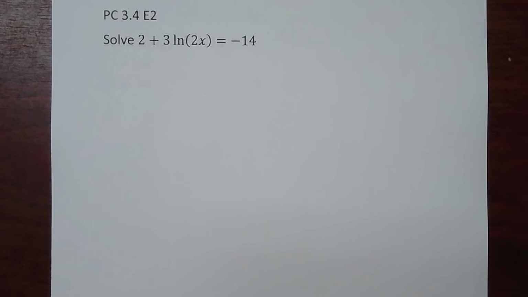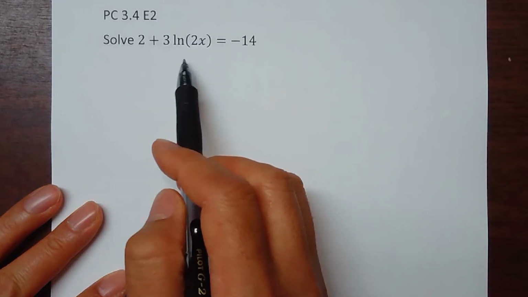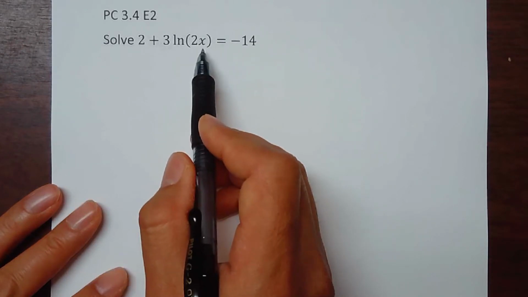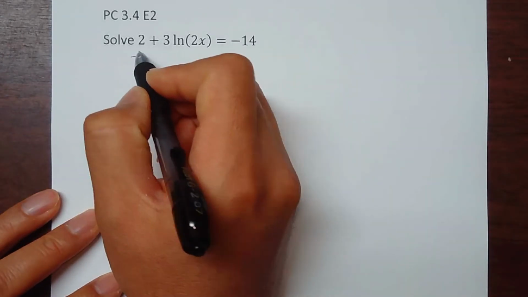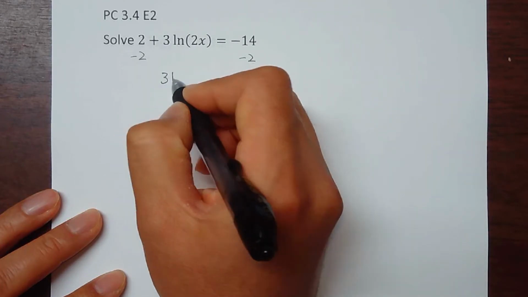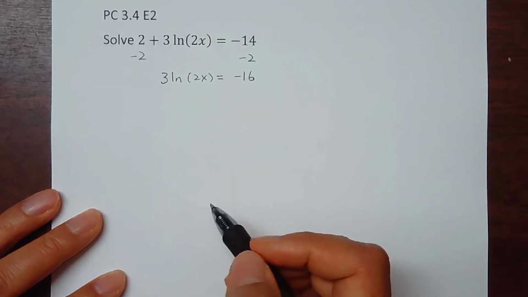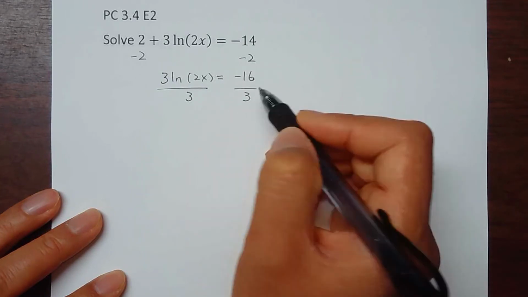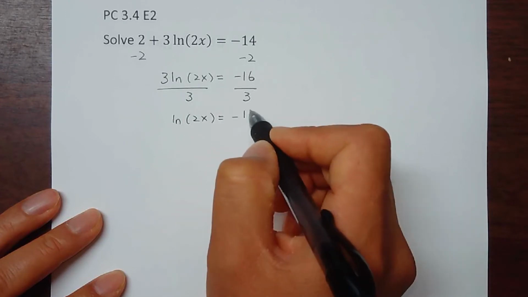Solving logarithmic equation, same style, we only have one log. So isolate log first. So this one is natural log, same deal. Let's get rid of 2 from left hand side, subtract 2 from both sides. 3 natural log of 2x equal to minus 16. Let's get rid of 3 on left hand side. Divide by 3, divide by 3 both sides. Natural log of 2x equal to minus 16 over 3.